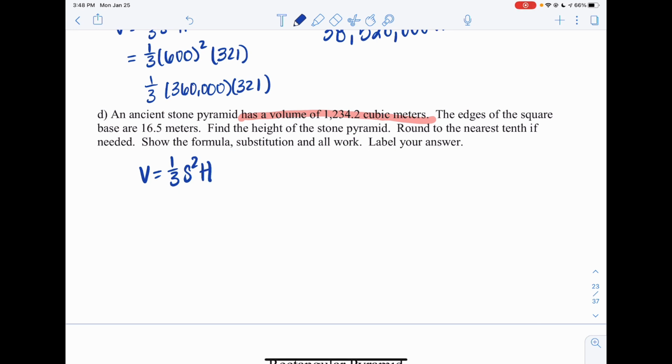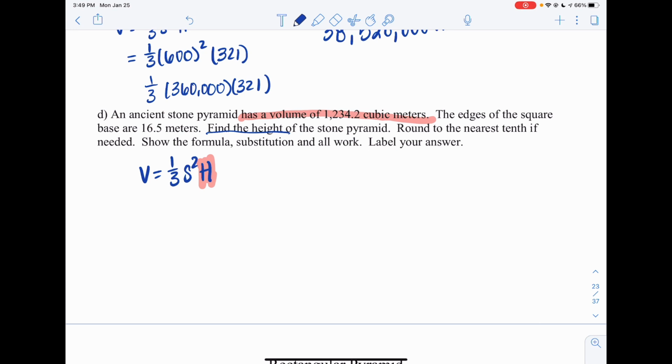So now it says the edges of the square base are 16.5 meters. Find the height of the stone pyramid and round to the nearest tenth if needed. Show the formula and substitution and all work. Label your answer. Now, here's the thing. It's asking me to find the height, and the height is represented by h. Okay, so that means that there's nothing for us to plug in for h. We have to solve for h.